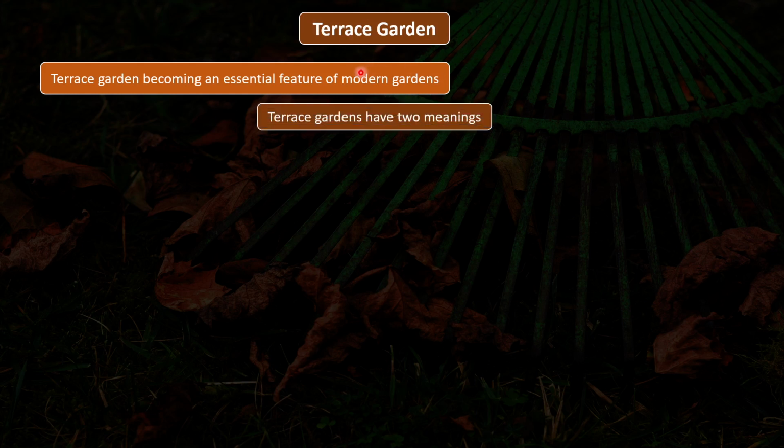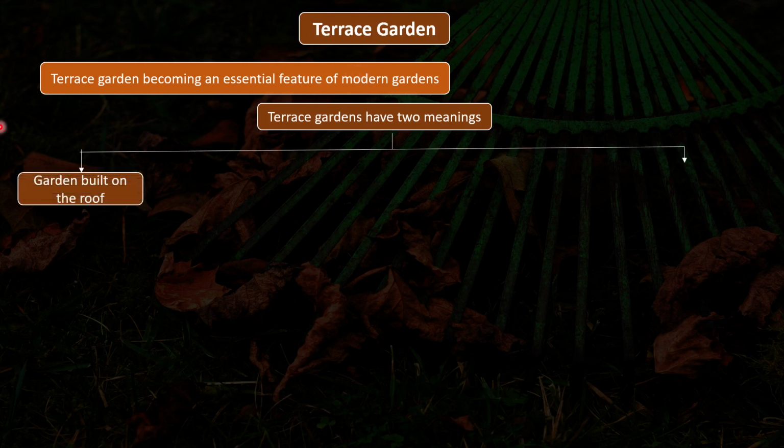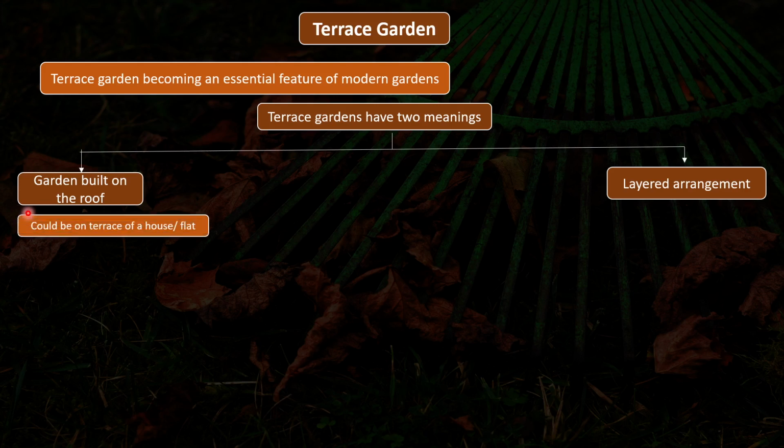Now basically, terrace garden, as the name literally means, is a garden that we make on the roof of the house. But terrace garden mainly has two meanings. First is a garden that is built on the roof of the house, and second is a layered arrangement. Let us understand both of these.